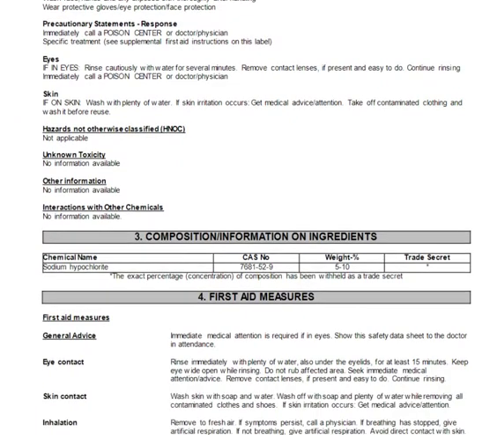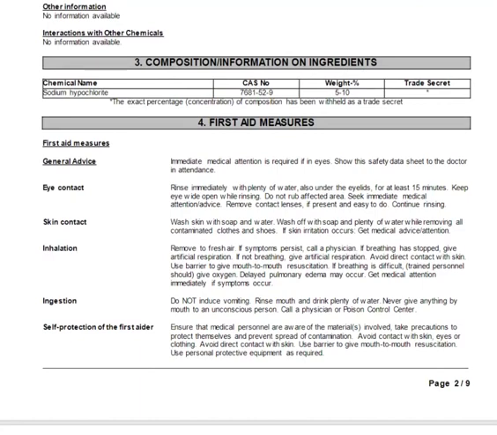Okay, so we've got composition of ingredients. This is where you have the chemical name. So you'll want to give me the chemical name. Try your best to spell it correctly, but just do the best you can for now.